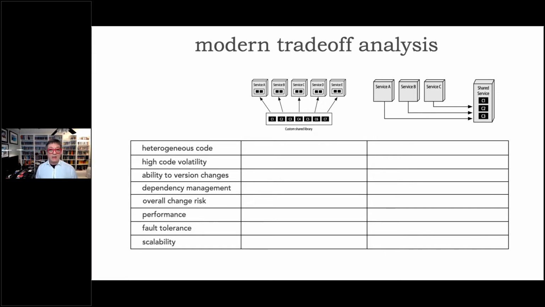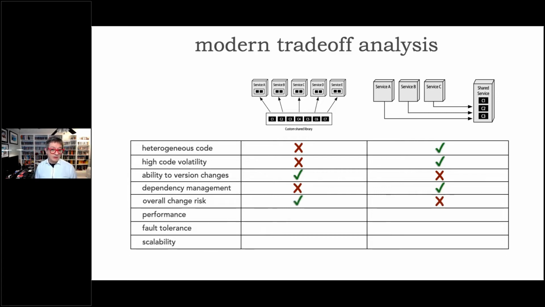You put together a list of, okay, what are the pros and cons here for each one of these solutions? And you start walking through these options. So heterogeneous code is better served not by a shared library, but by a shared service. Same for high code volatility: it's not well served by a shared library because every time we update it, we have to share it. But I can much more cleanly version changes in the shared library world. Dependency management now is harder with a shared library and much easier with a service because it's communication, not dependency.